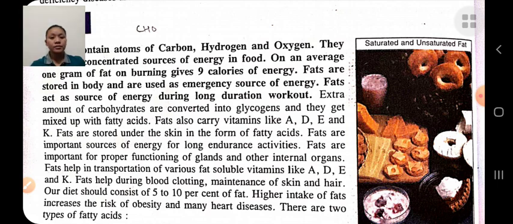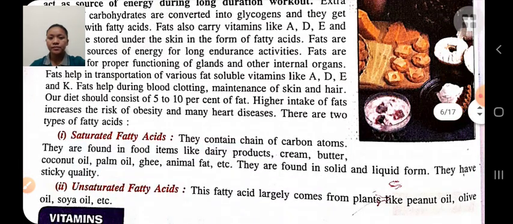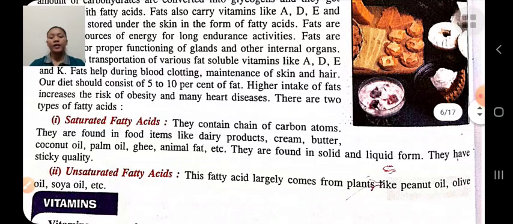Dietary fats help during blood clotting and maintenance of skin and hair, and we should take 5 to 10% of fat in our diet. If we take more fat, it may lead to obesity and many heart diseases like heart attack, etc. There are two types of fats, saturated fat and unsaturated fat.